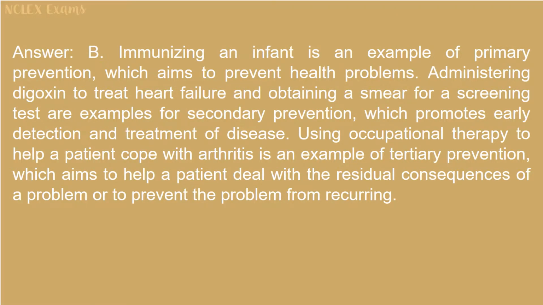Answer: B. Immunizing an infant is an example of primary prevention, which aims to prevent health problems. Administering digoxin to treat heart failure and obtaining a smear for a screening test are examples of secondary prevention, which promotes early detection and treatment of disease. Using occupational therapy to help a patient cope with arthritis is an example of tertiary prevention, which aims to help a patient deal with the residual consequences of a problem or to prevent the problem from recurring.